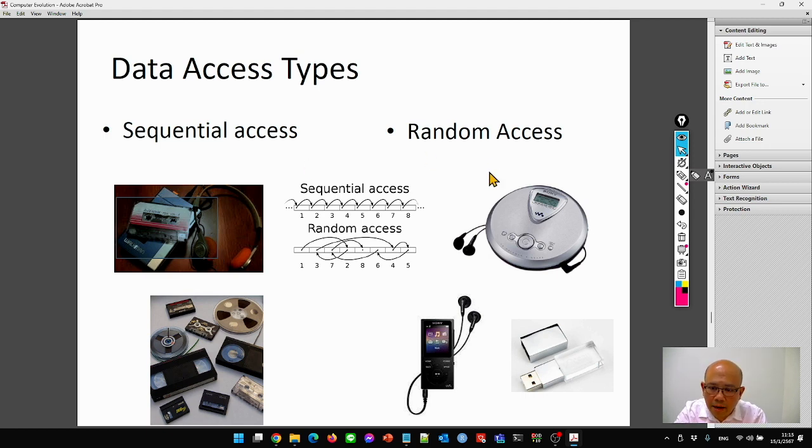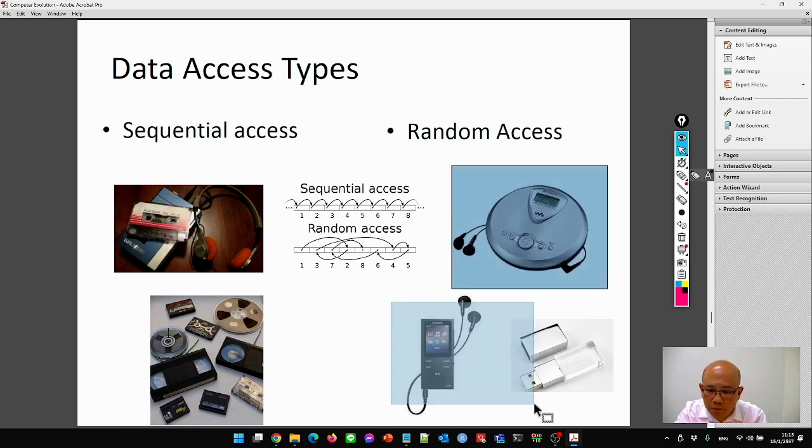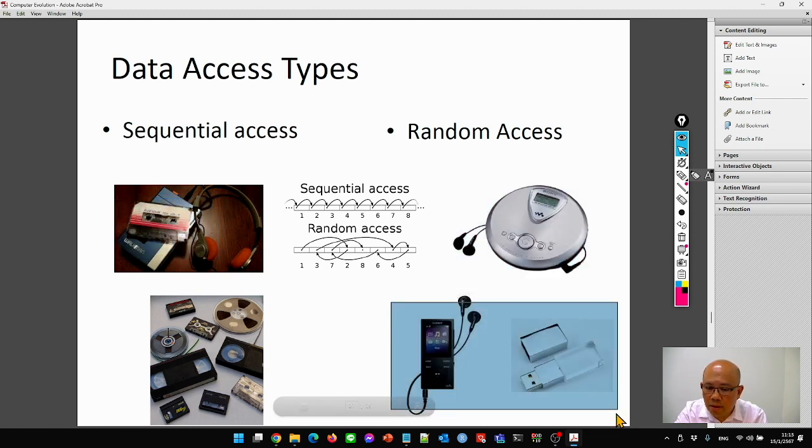But the random access, for example the CD-ROM, MP3, and access in memory. This is a random access. You can move to any location in memory, move to any track in a CD, move to any address in memory. Here this is a random access and sequential access comparison.